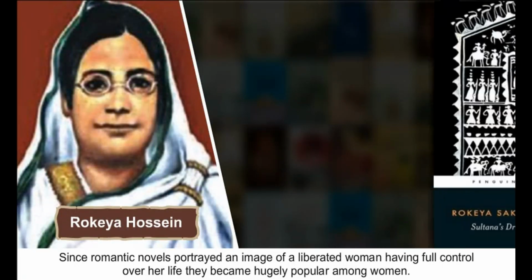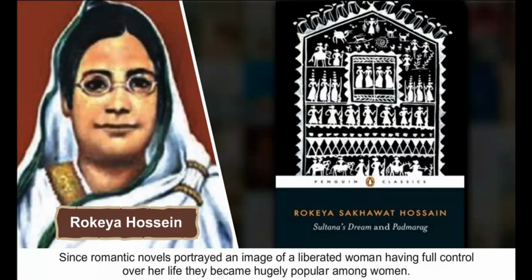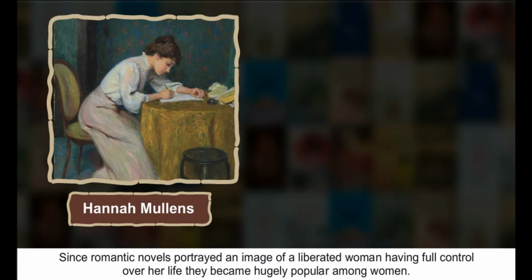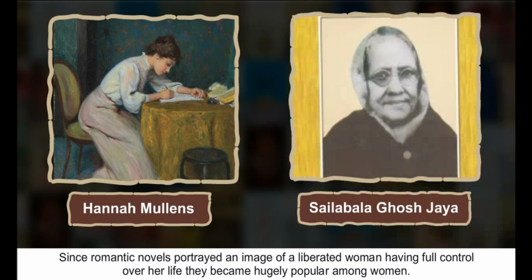Rokeya Hossain, Sultana's Dream, Padmarag, Hannah Mullins, a Christian missionary, Karuna o Fulmoner Bibaran, and Selabala Ghosh Jaya were some women novelists of the time.